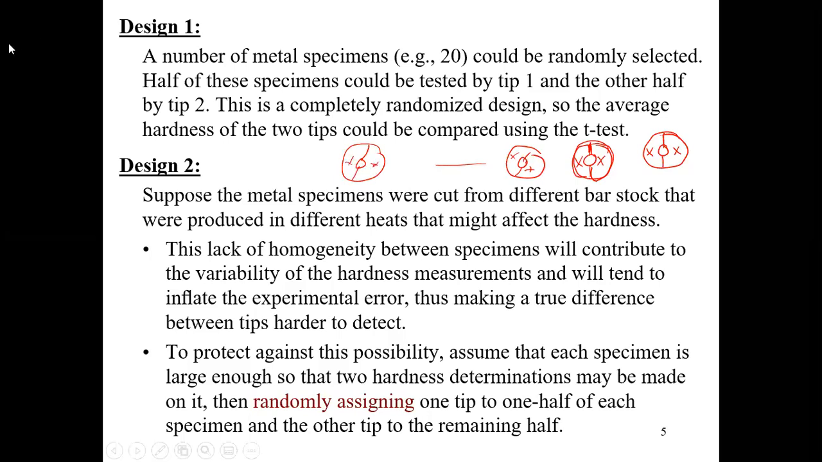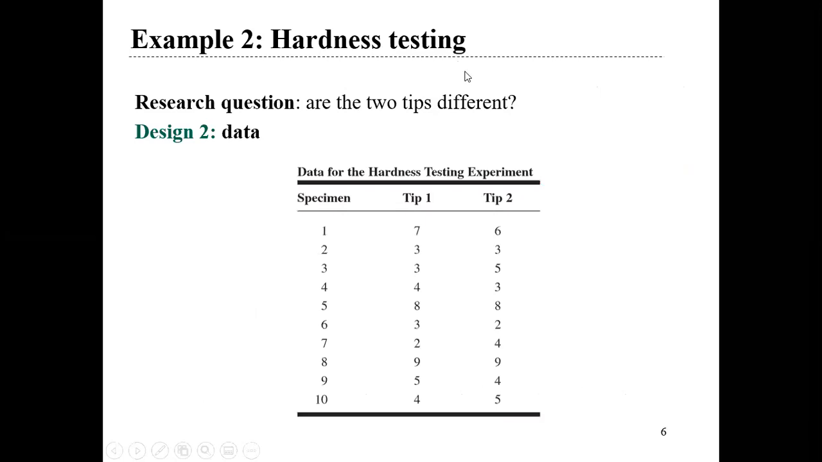Like if you are going to do an experiment on people, every person will be assigned two treatments, one in the morning, one in the evening. If you are working with animals, every animal will be assigned two treatments, and so on. So let's collect data to answer this research question. Are the two tips different? We need to know whether tip 1 equals tip 2 on average in terms of hardness, or they are different.